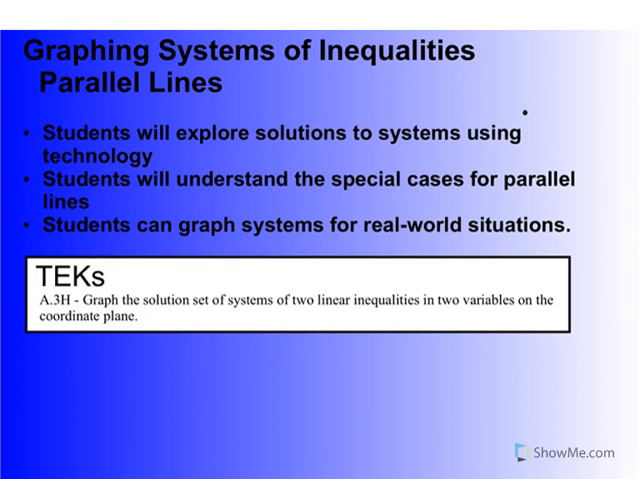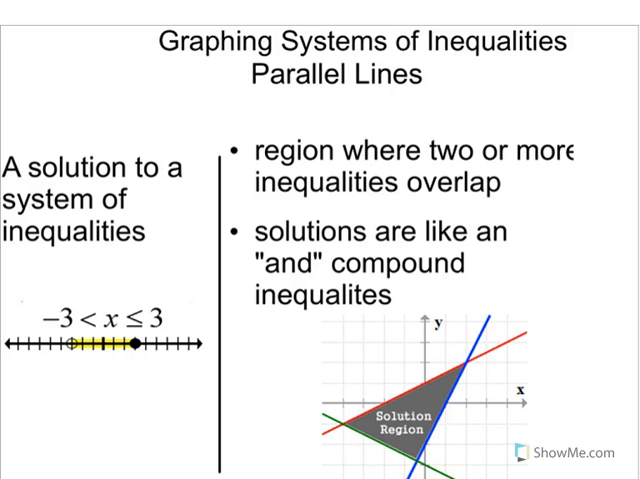In this lesson, we're going to look at graphing systems of inequalities, specifically when it comes to parallel lines. By the end of this lesson, you should be able to identify the different types of solutions that you get when graphing systems of inequalities in parallel lines. Remember that a solution to a system of inequalities is a region where two or more of the inequalities overlap.